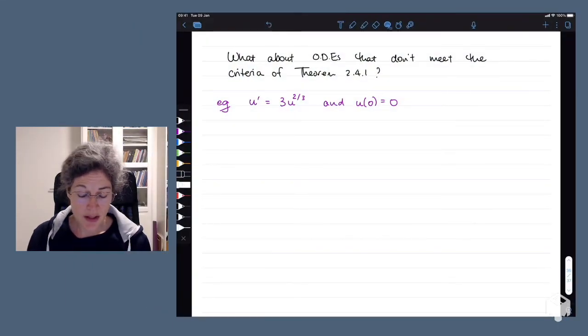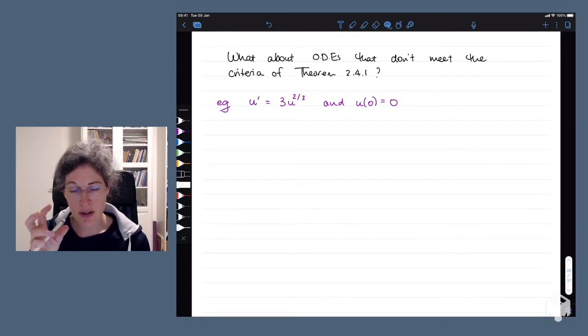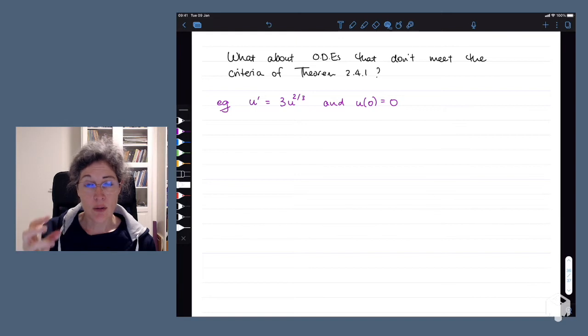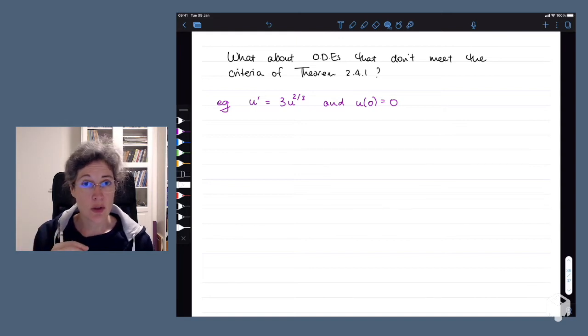So what does it mean for ODEs if they don't meet the criteria of theorem 2.4.1? Well, the theorem is only an existence and uniqueness theorem. So it says if you meet these criteria, then we can guarantee that you have a unique solution. But if you don't meet the criteria, that doesn't mean you don't have a solution.